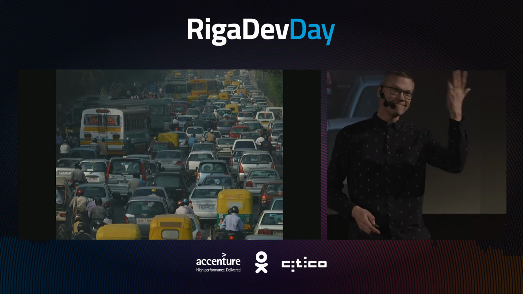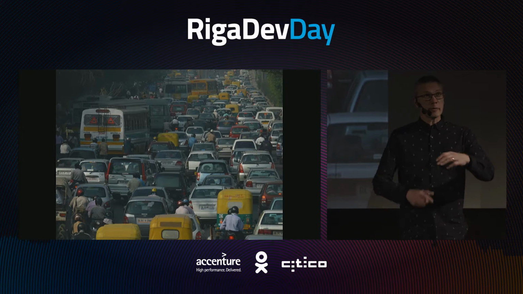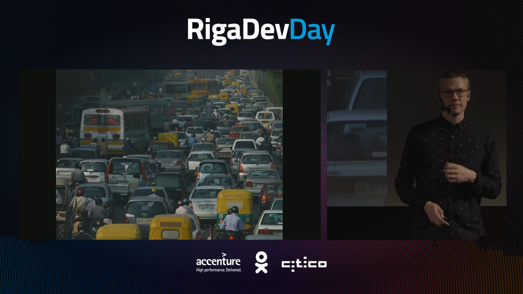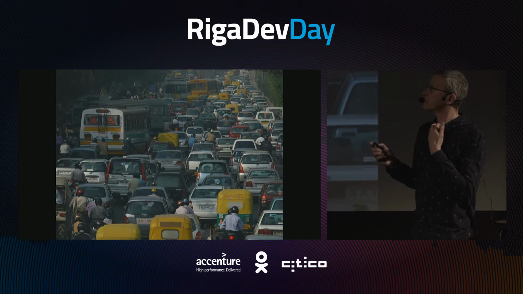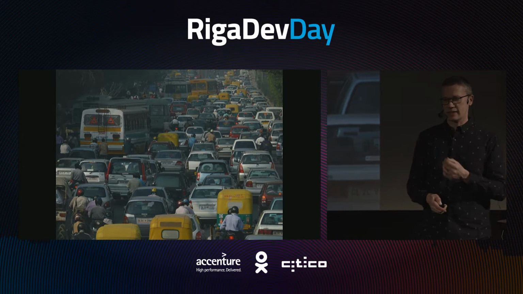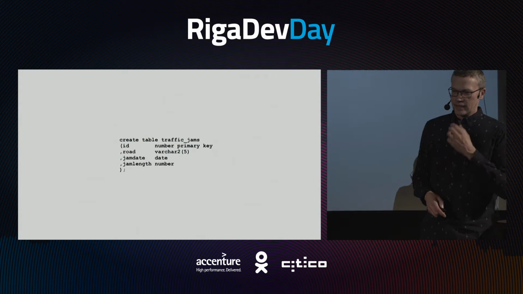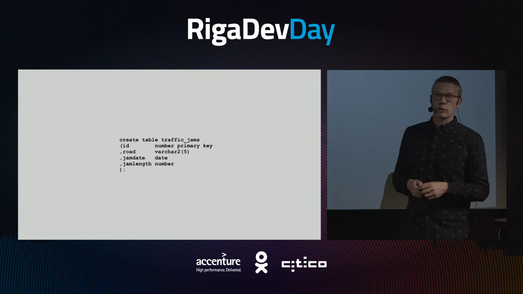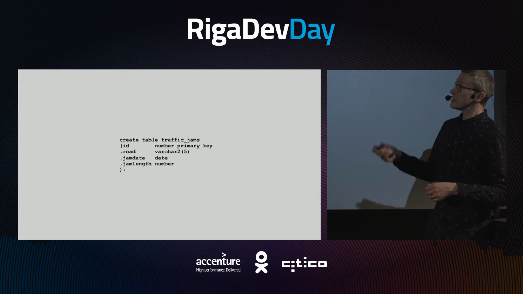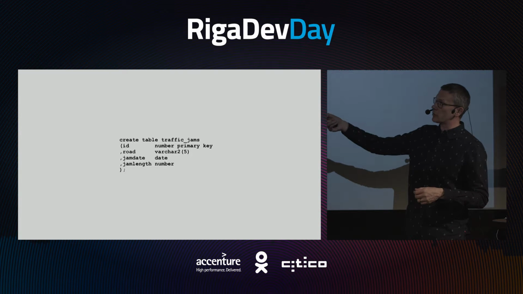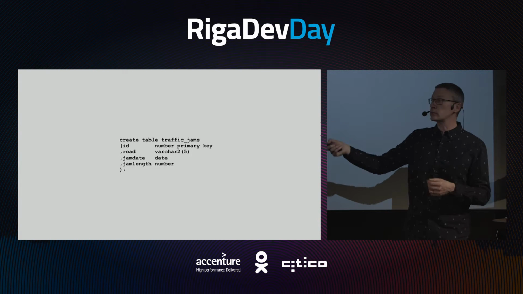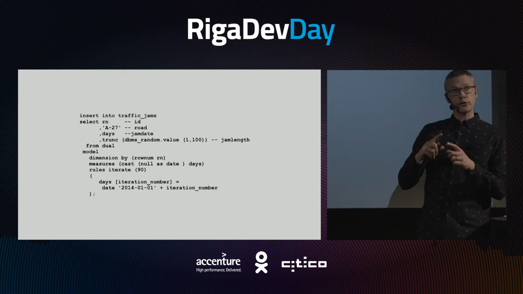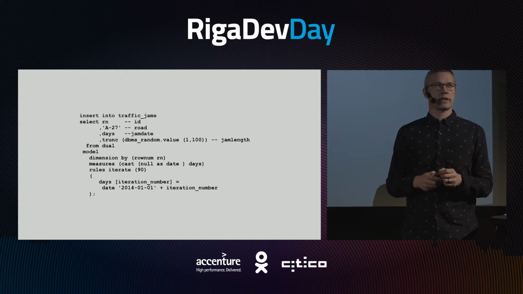Of course. Okay. So I don't know about Latvia, how bad traffic is. In Holland, it's very bad. This is not a picture from Holland, but from India, but it kind of gives you the idea. What I wanted to do is see what's going on with the traffic jams. So a table with traffic jams: a road, a date when the traffic jam was there, and how long it was. Populate this one with 2 roads that we have.